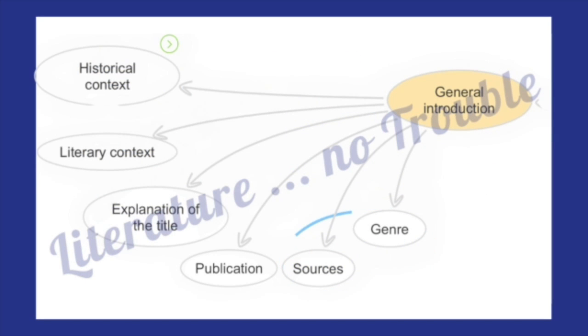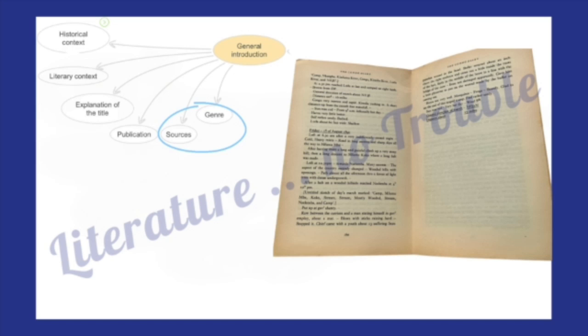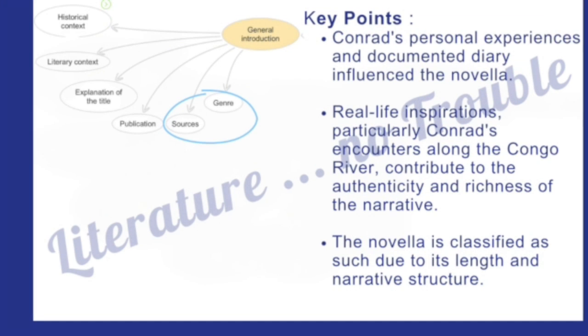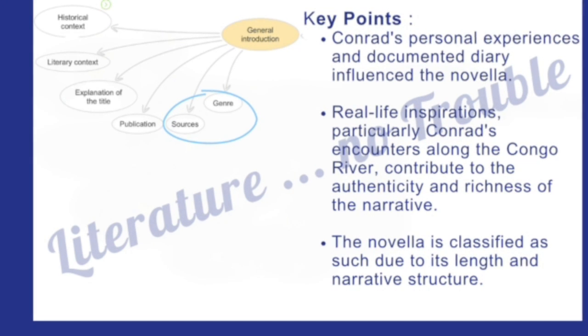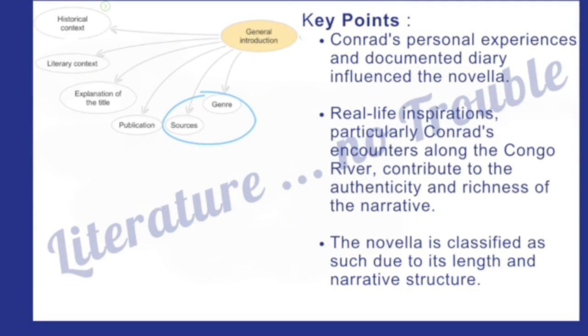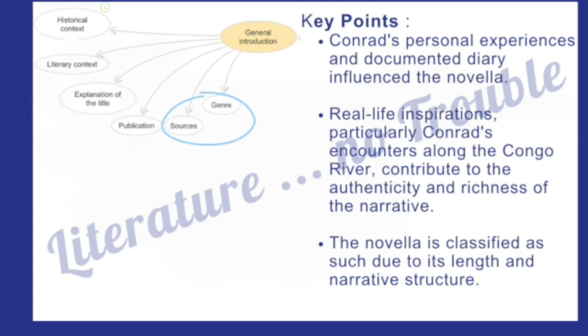Let's see where Joseph Conrad got his ideas for Heart of Darkness and briefly look at the genre of this work. Conrad used his own experiences from a trip along the Congo River. He wrote about this trip in his diary called The Congo Diary in 1890. These real-life experiences are included in Heart of Darkness and helped Conrad tell a story about Belgian colonization of the Congo and the problems with imperialism. Characters like Kurtz in the story are based on real people Conrad met during his trip.